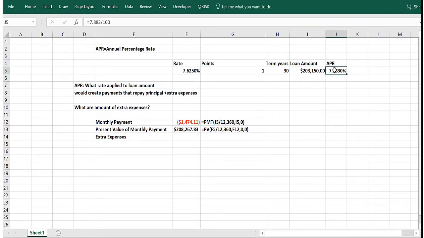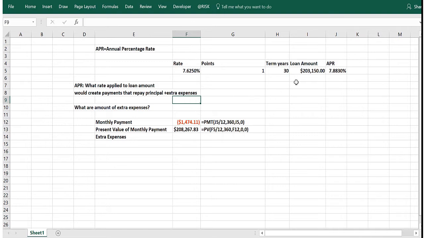That's basically the rate that, if you applied it to the loan amount, would generate monthly payments that would cover what you owe for the loan amount plus the other expenses. And then you can figure out the cost of the other expenses. So how do we do that? The annual percentage rate here is 7.883%, which is of course higher than the annual loan rate.